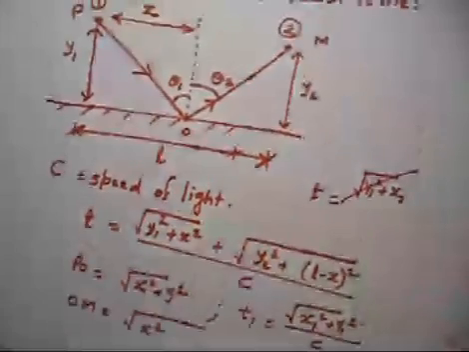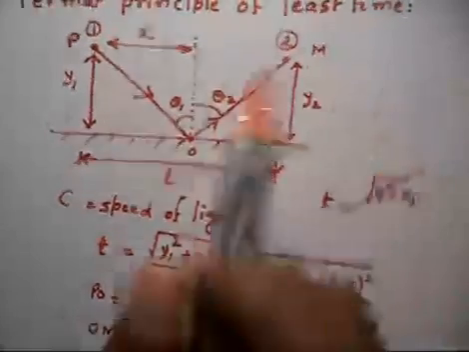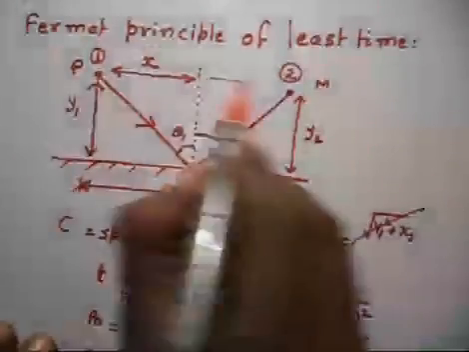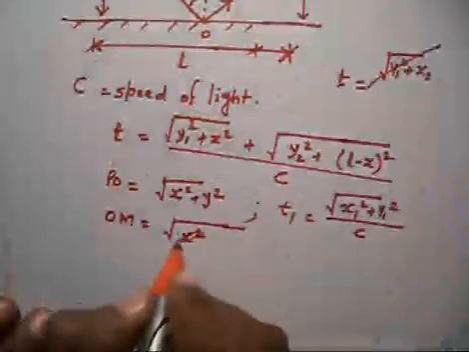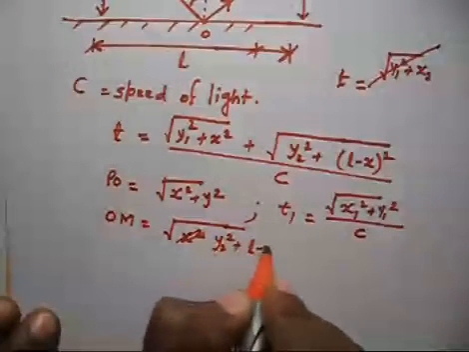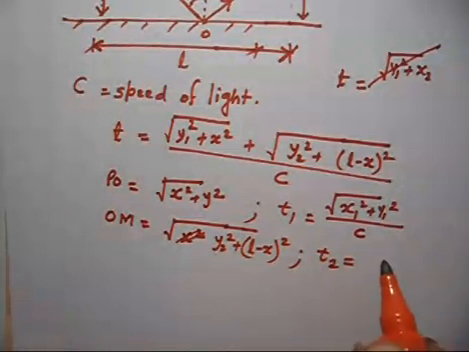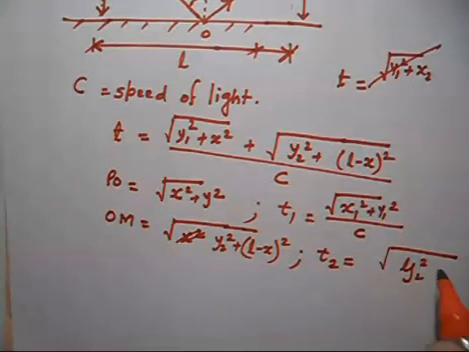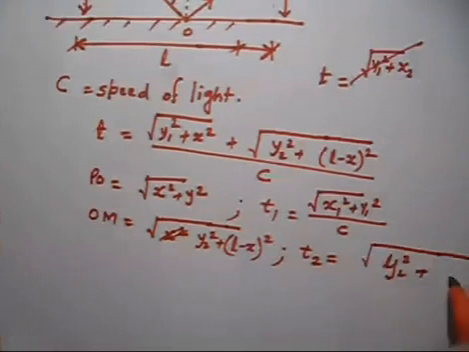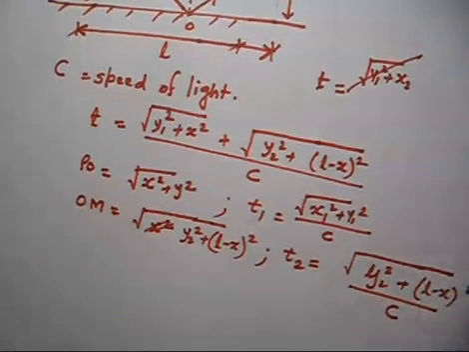Do you see or not? This distance is y2 and this distance is L minus x. So distance OM is the square root of y2 whole square plus (L minus x) whole square. This is the time t2 the ray requires to travel from O to M: the square root of y2 square plus (L minus x) whole square, divided by the velocity of light, c.